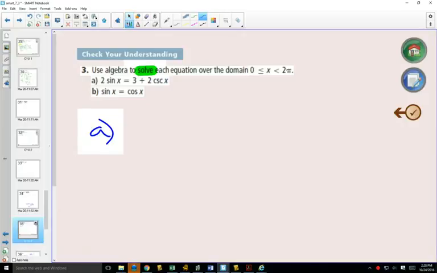Anyways, so for part A, when we're solving this, can you see that it has two trig functions in it? It has sine of x and it has cosecant of x. And it's going to be very hard to solve this if you're dealing with both of those. So we have our identities and we say to ourselves, is there a way that I could change this equation so I have only one trig function?